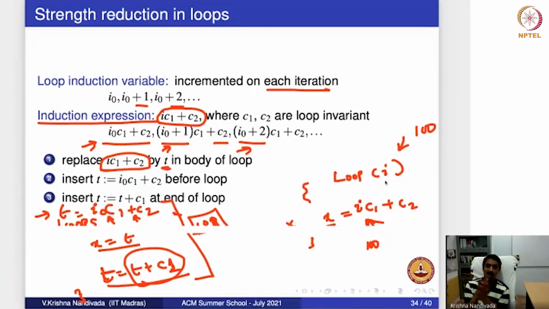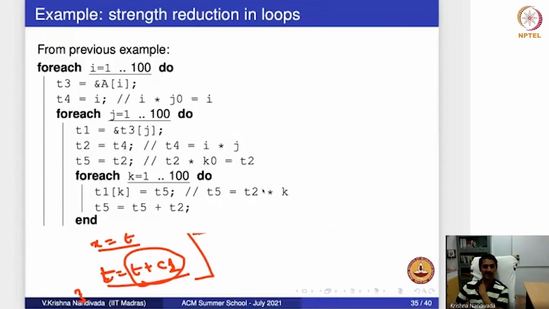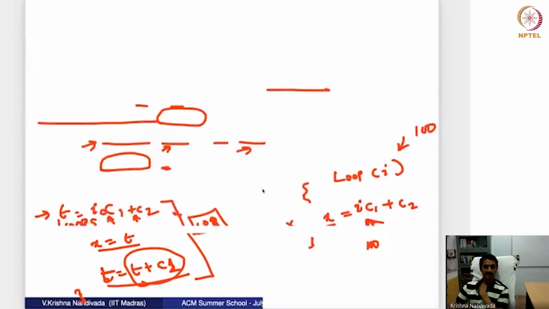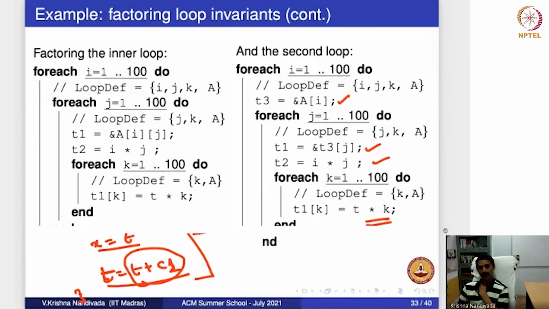What did I do? I took an expensive operation and replaced it with a cheaper operation. Now let's look at the code that we had at hand.